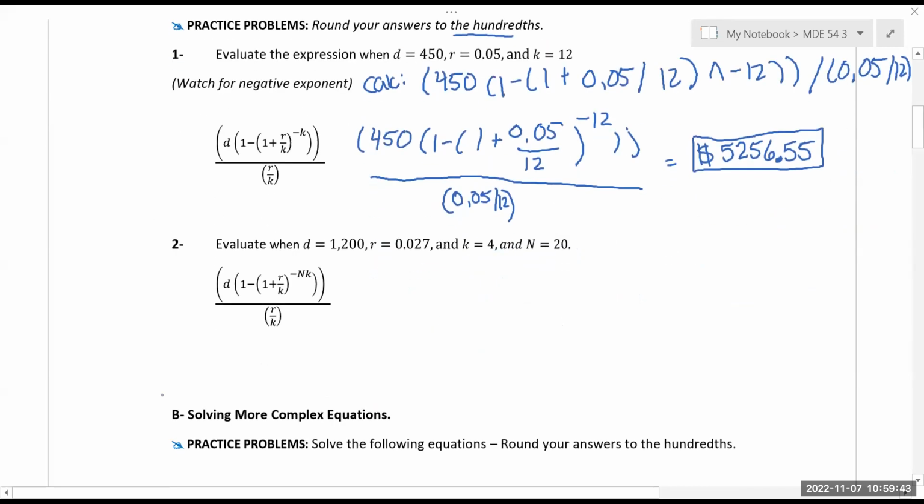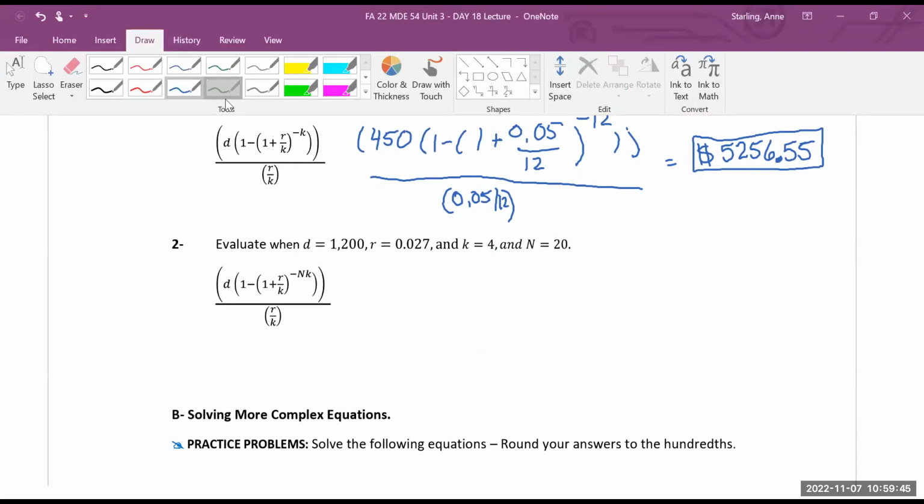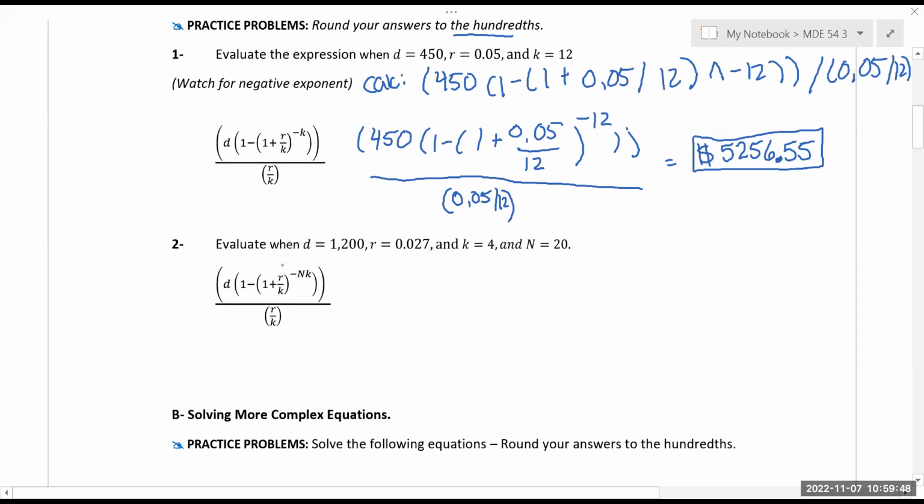Okay, for number 2, similar problem. We're just adding a little more in there. This piece now really needs to have its own third set of parentheses, or you can do it off to the side. So negative NK would be negative N times K, which is negative 80. I would just type that in versus worrying about extra parentheses. But just note that when you see things like that, you may have to do that separately.